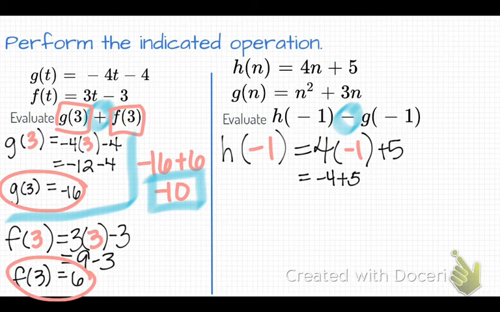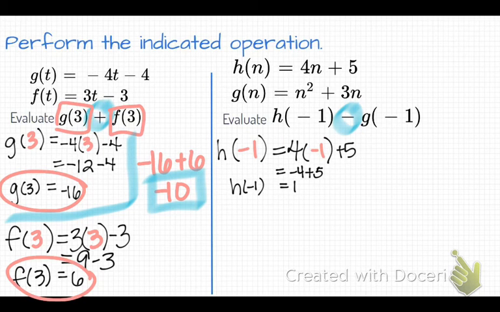What is negative 4 plus 5? Positive 1. Good, thank you. So I just found h of negative 1 equals positive 1. Next, I have to find g of negative 1. This is what we just did on all of the previous examples, except we did it separately, and we only found one of the functions, okay?